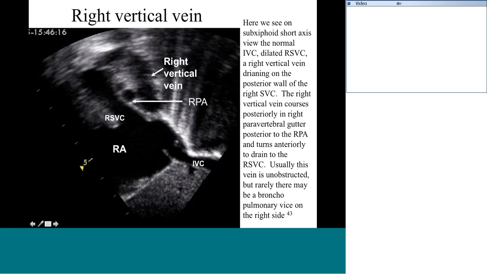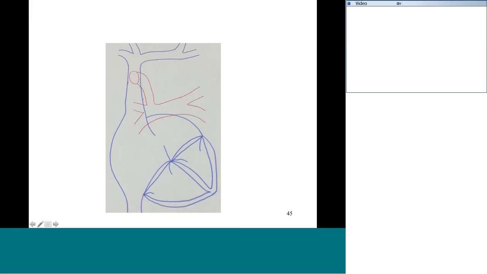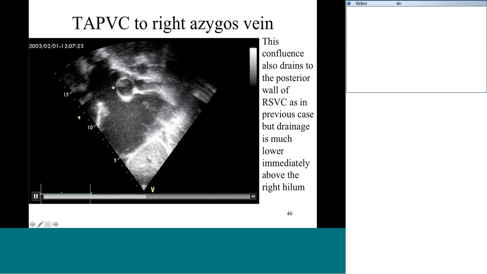So the entire channel will course posterior. The right vertical vein is a posterior structure and drains into the posterior wall of the right superior vena cava. So this results in flow of blood from the common chamber through the right vertical vein, just turning around and draining into the right superior vena cava. This is a subsequent short axis view. So this is the posterior structure, this is the anterior structure. In other words, this is the right vertical vein. This right vertical vein is posterior to the right pulmonary artery and right bronchus, and drains into the right superior vena cava. Anastomosis of the common chamber into the left atrium by surgery is the same as for left vertical vein TAPVC.